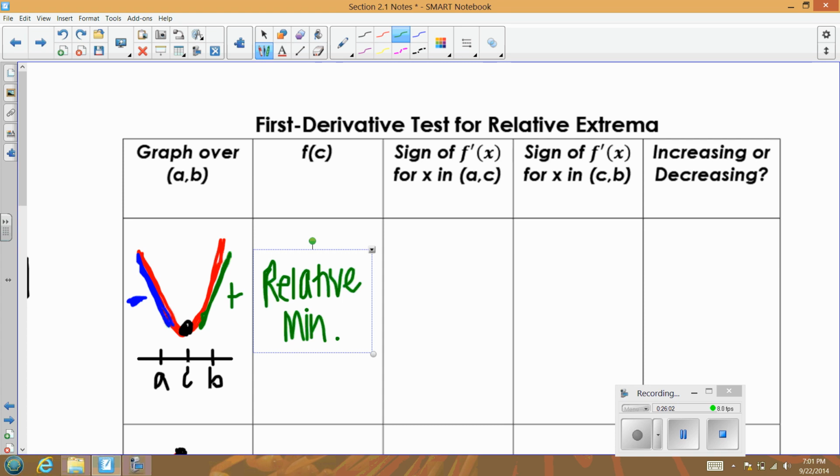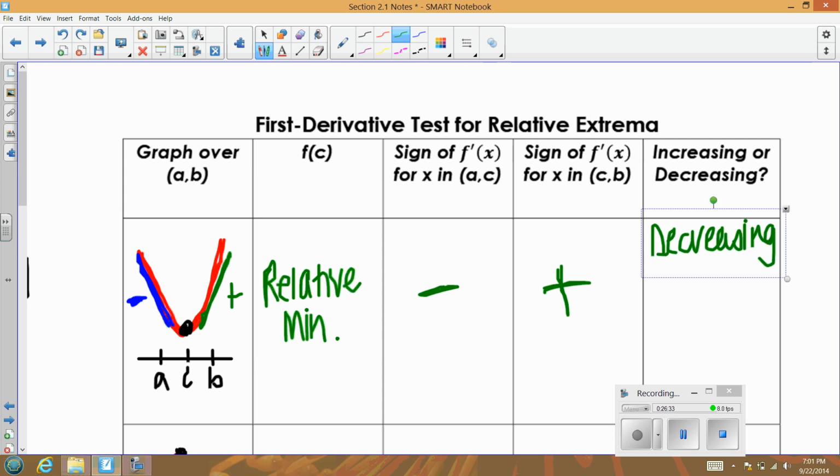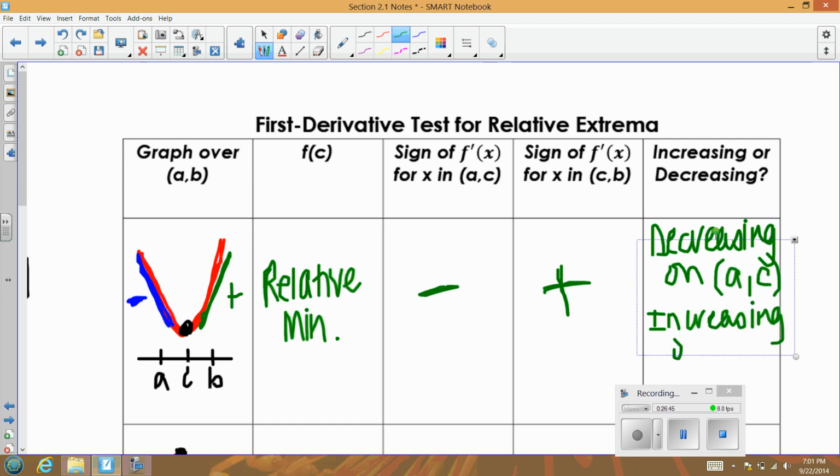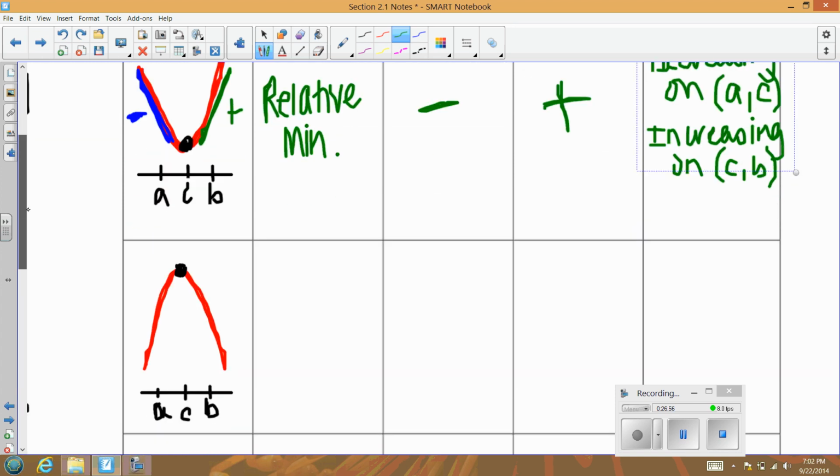And if you look at the sign for x in the interval a to c, it was a negative derivative, meaning it was decreasing. So the sign of the derivative would be negative. The sign in the interval from c to b was positive. All of the tangent lines have a positive slope. So we're decreasing on the interval a to c, and increasing on the interval c to b. And again, I'm using open brackets because for increasing and decreasing you have to use open brackets, since you're not including those points.